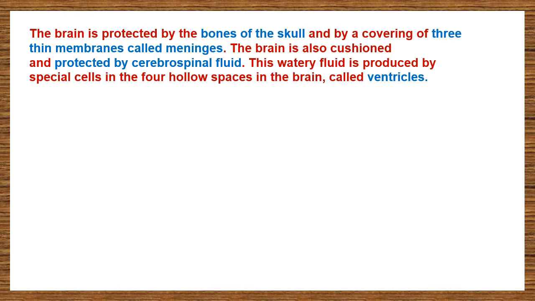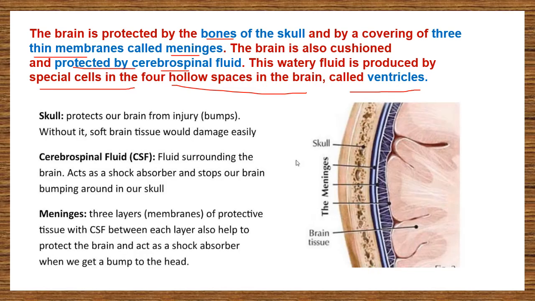So let me write it in a proper way. The brain is protected by bones of the skull and by a covering of three thin membranes. They are called meninges. The brain is also cushioned and protected by cerebrospinal fluid. This watery fluid is produced by special cells in four hollow spaces in the brain, and they are called ventricles. So there is a natural system to protect the brain. Here in this picture you can see this is the skull.